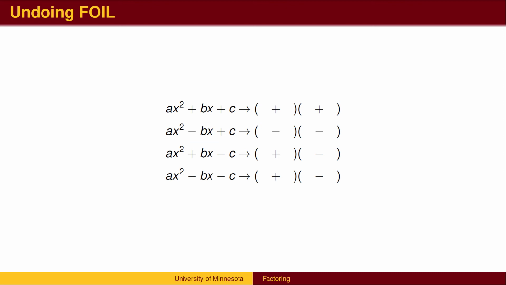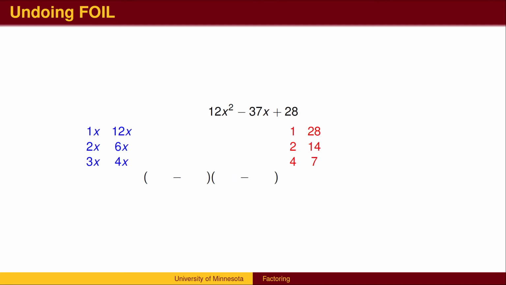If the constant term in the expanded form is negative c, then there will be one factor with the constant added and the other factor with the constant subtracted. What will the middle term look like? It will depend on whether the outside term or inside term is larger. There is one other helpful hint.